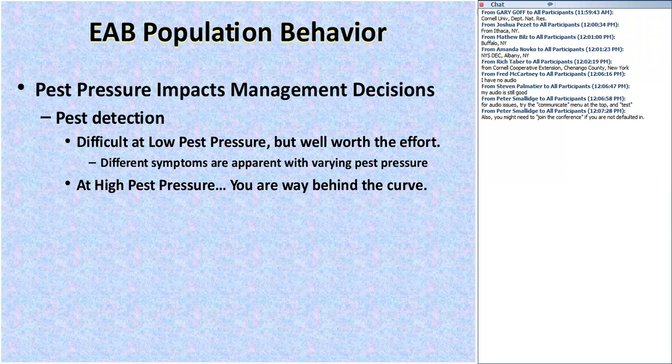Detection is really, really important, as in the death curve. Remember, the earlier you detect it, the more time you have to deal with it. It's very, very difficult at low pest pressure to detect the emerald ash borer, but it's well worth the effort. And as I'll allude to later on in the presentation, different symptoms are present when you have different pest pressures. At high pest pressure, there's a lot of symptoms that are easy to see, but boy, you're way behind the curve.